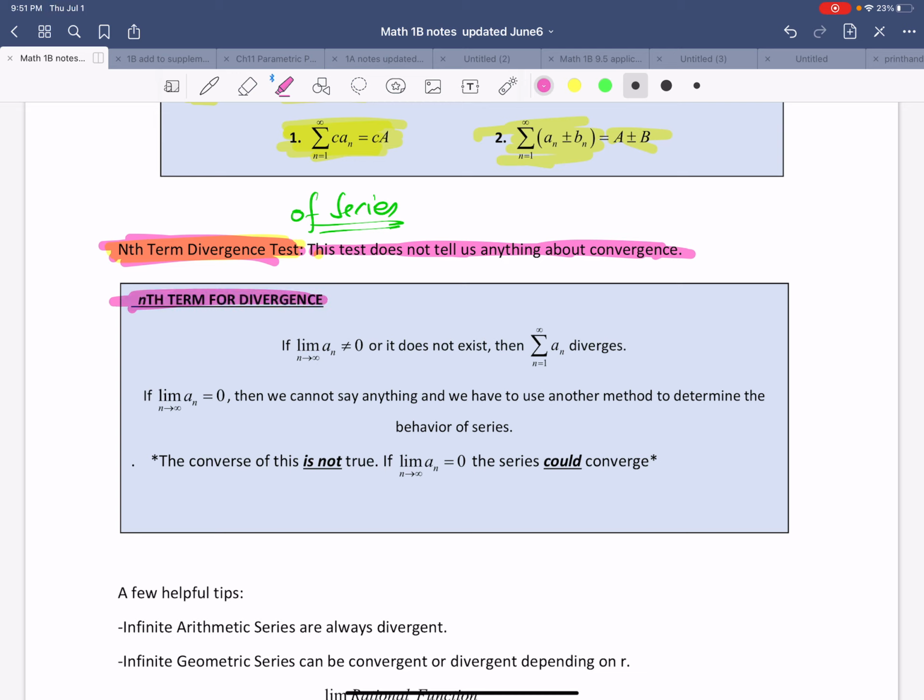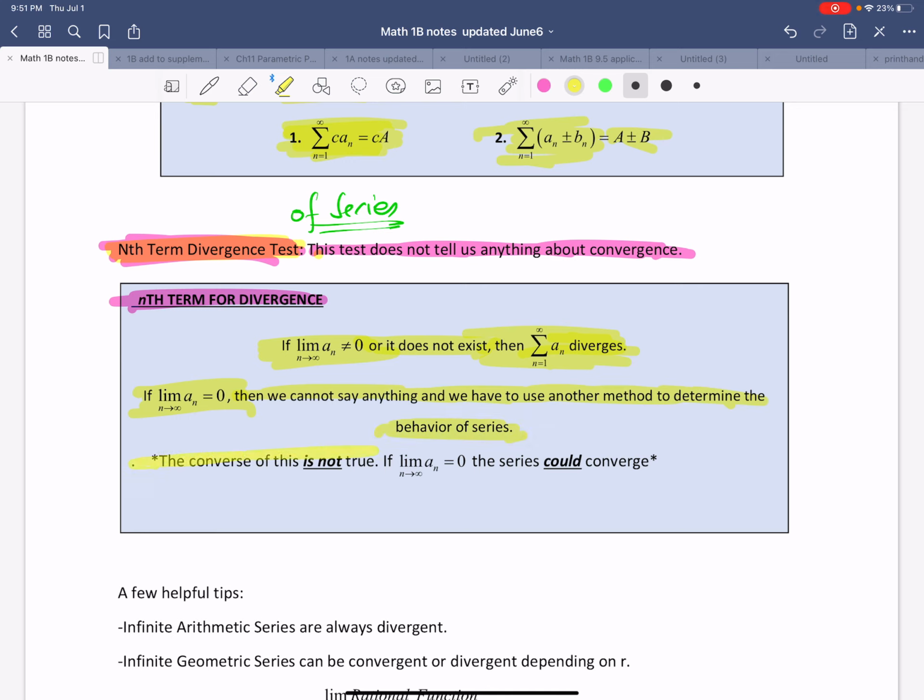Here's what the nth term divergence test is. The nth term divergence test says if the limit as n goes to infinity of a of n is not equal to 0 or does not exist, then the series diverges. So if we can express the sequence with the an sequence, and the limit as n goes to infinity of the nth term is not equal to 0 or does not exist, then the series diverges. If the limit of an is equal to 0 as n goes to infinity, then we cannot say anything. We have to use another method to determine the behavior of the series.